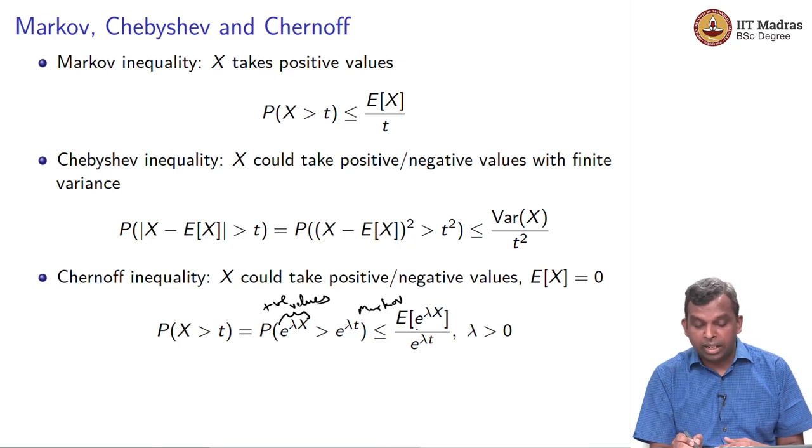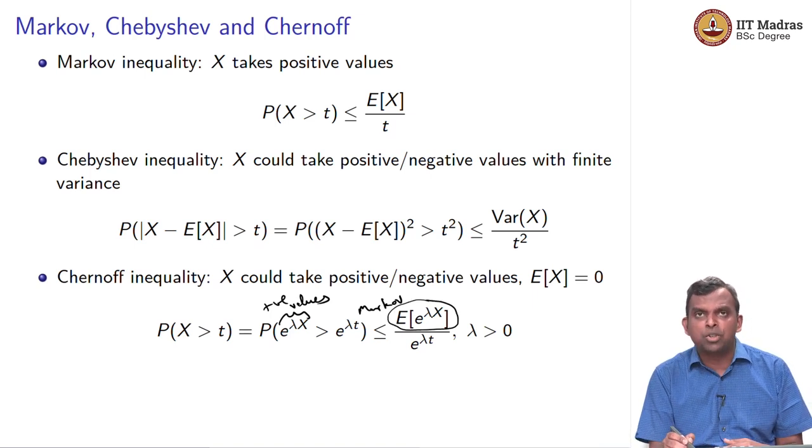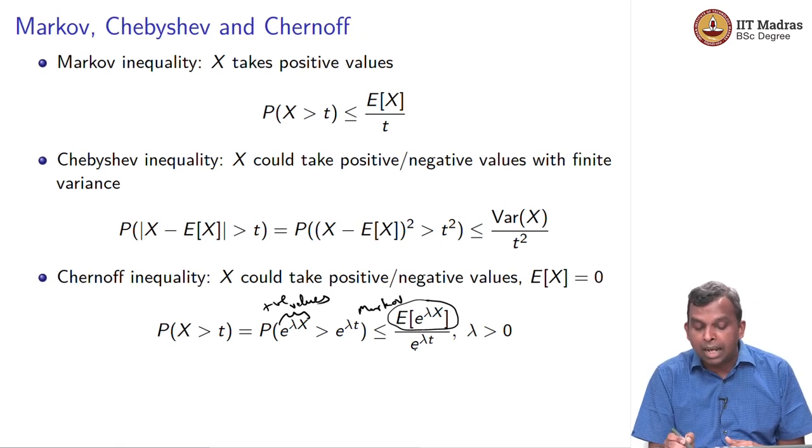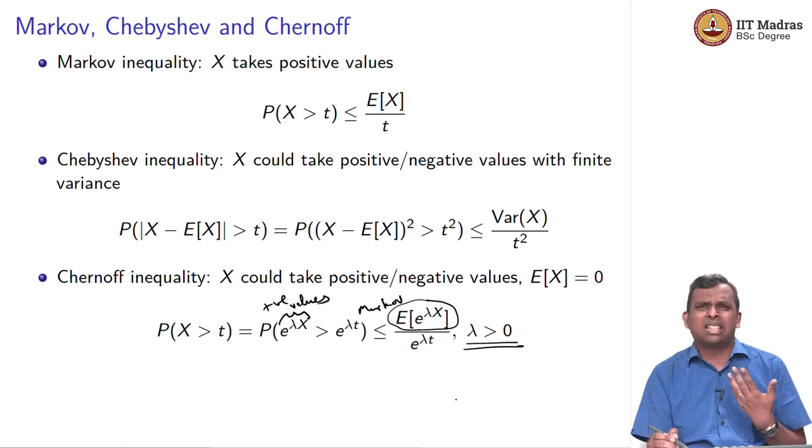This is less than or equal to the expected value of this e power lambda x. Previously we had variance being the expected value here, so Chebyshev came in terms of that. Now we have this other quantity, the expected value of e power lambda x. This seems to be a naturally interesting quantity in these kinds of settings, and you divide it by e power lambda t. So there is this lambda floating around. You might think, why should this lambda be there?